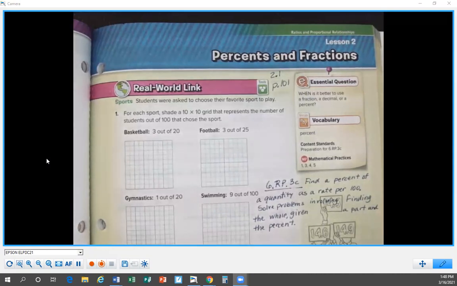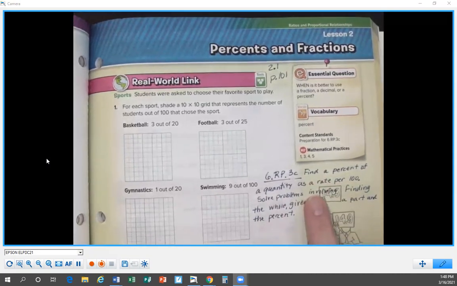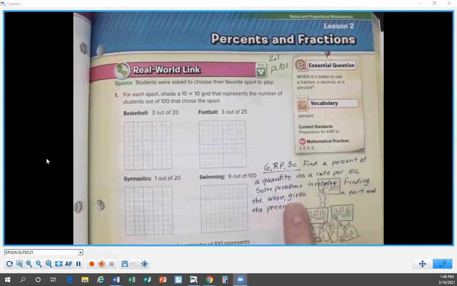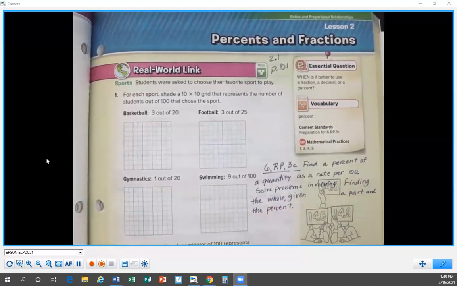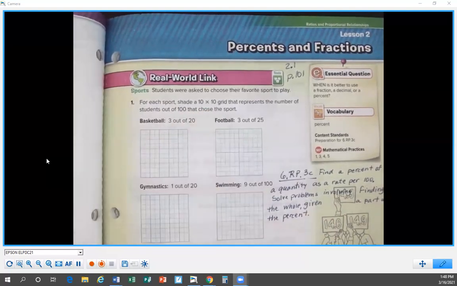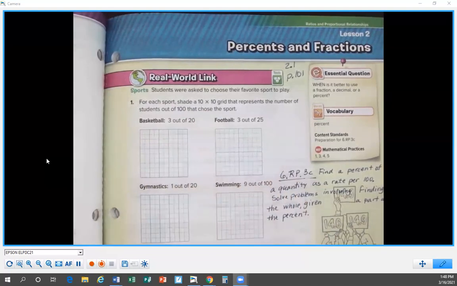Our learning target today is that we will be able to find a percent of a quantity as a rate per 100. Solve problems involving finding the whole, given a part, and the percent. So let's take a look at the example given with sports. For each sport, shade a 10 by 10 grid that represents the number of students out of 100 who chose the sport. So this is our 10 by 10 grid.